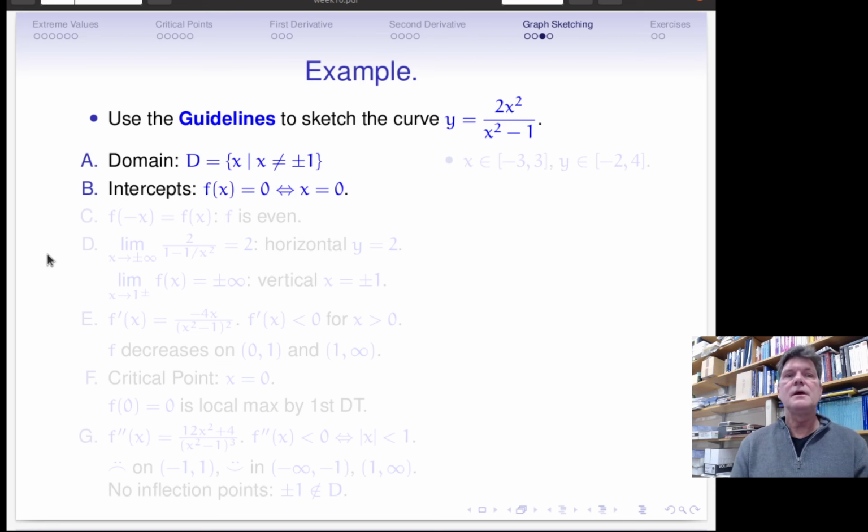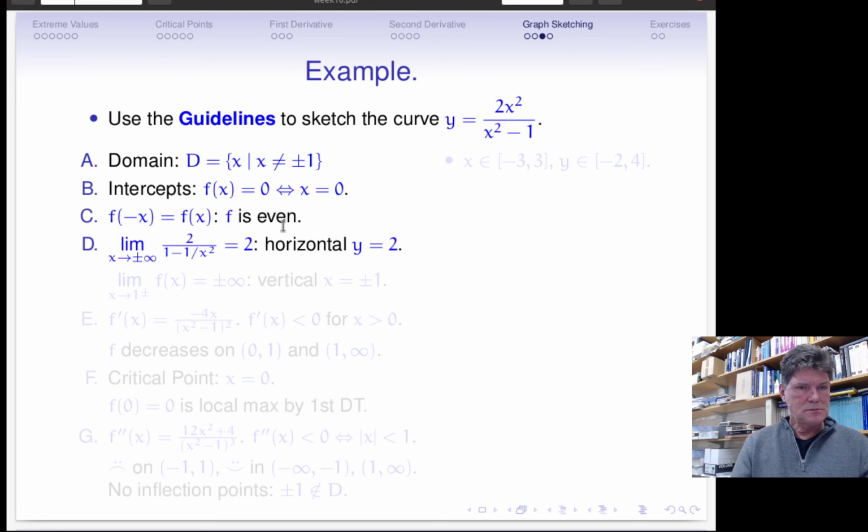The intercepts: this function is 0, y is 0 exactly when x is 0, so both intercepts are 0 here. Symmetries. You see this, or you check this. This function turns out to be even. It's symmetric about the y-axis, so from now on we can concentrate on the positive side of the graph only, knowing that the negative half will be an exact mirror image of whatever we find.